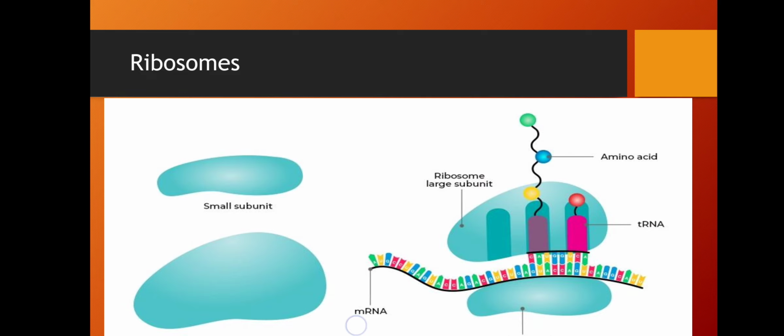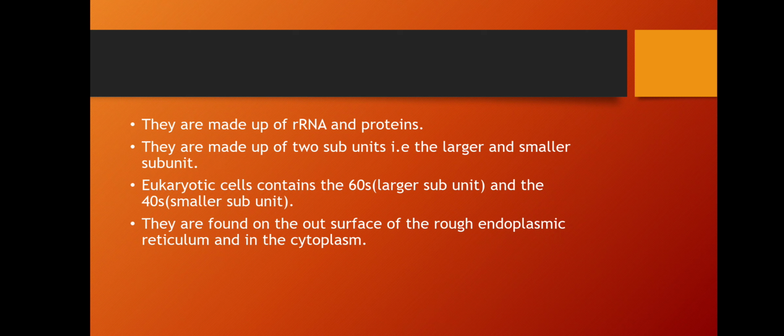Then we have also ribosomes. So the ribosomes have these subunits. They have the small subunit and the larger subunit, and sit on the messenger RNA. They are in close contact with the messenger RNA as well as the tRNA, which facilitates the actual protein synthesis. They are made up of rRNA and proteins, in two subunits, the larger and the smaller subunits.